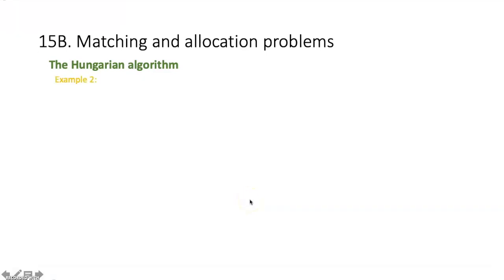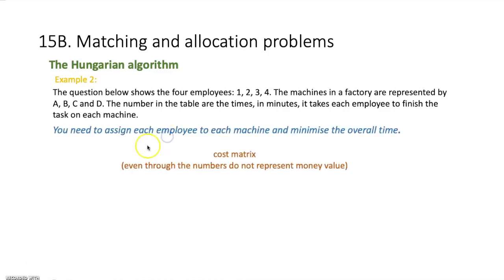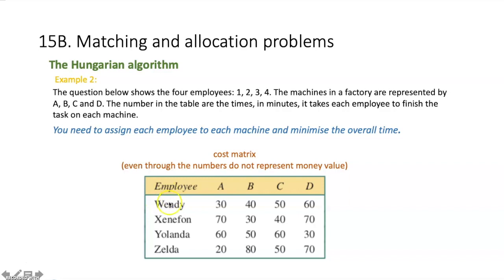Alright, let's have a look at the second example. The question below shows the 4 employees 1, 2, 3, 4. The machines in a factory are represented by A, B, C, D. The numbers in the table are the times in minutes it takes each employee to finish the task on each machine. So we have the cost matrix with employees 1, 2, 3, 4 and machines A, B, C, D. And the numbers here are the time they need to complete the task.